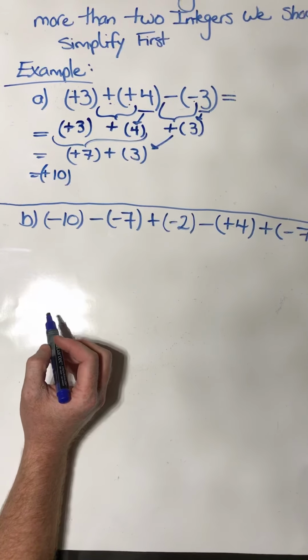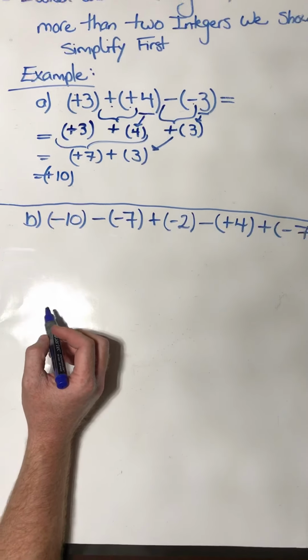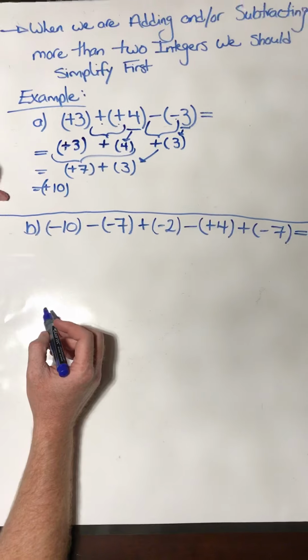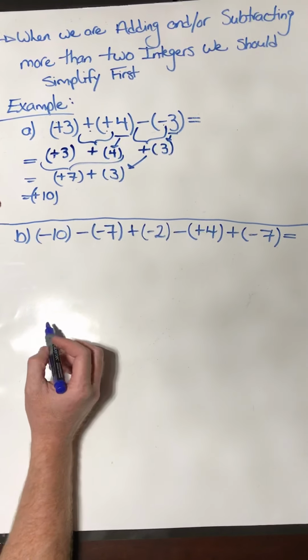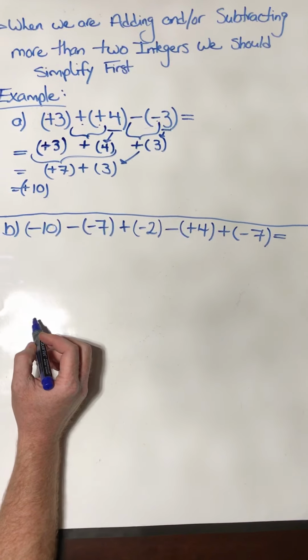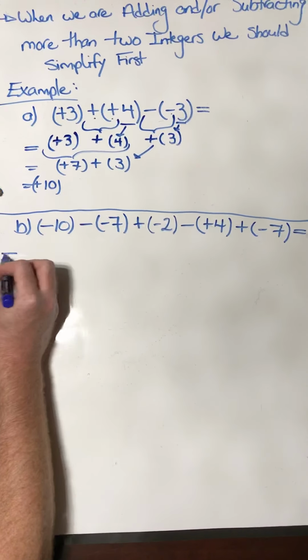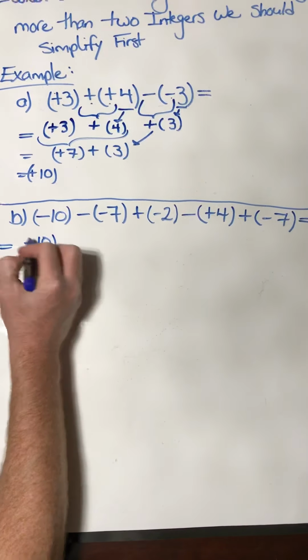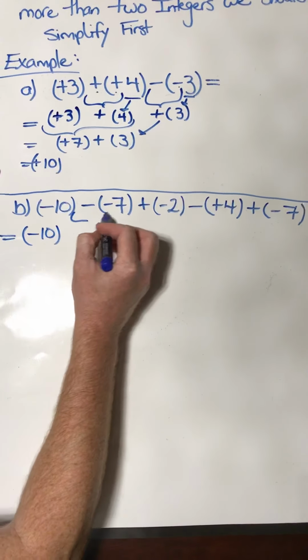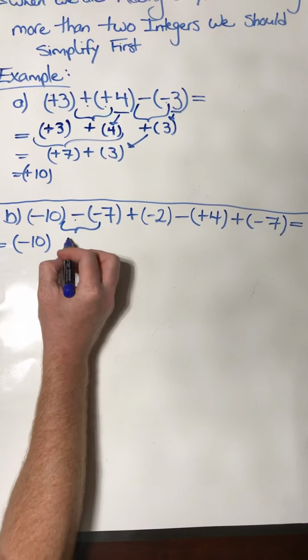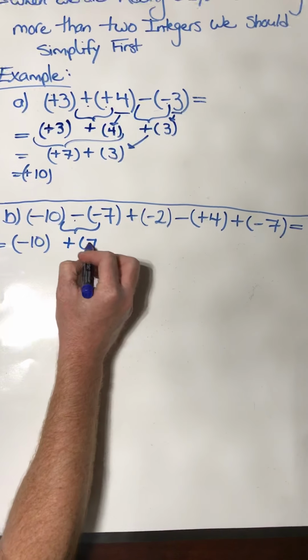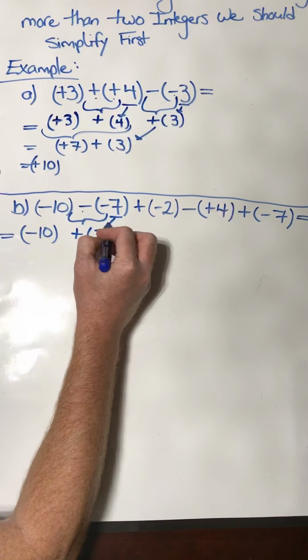All right, so a bigger question here. In this case, we have 5 integers that we're either adding or subtracting. So again, the first thing that you need to do is to simplify first. So I go along here, negative 10 stays the same. I look at these two and I see the signs, a negative and a negative, they're the same, so I'm going to add 7. Add the number.